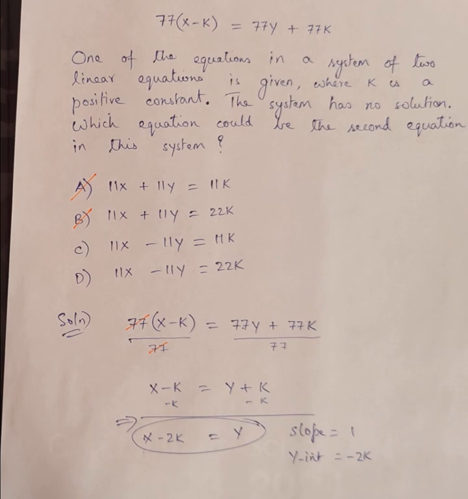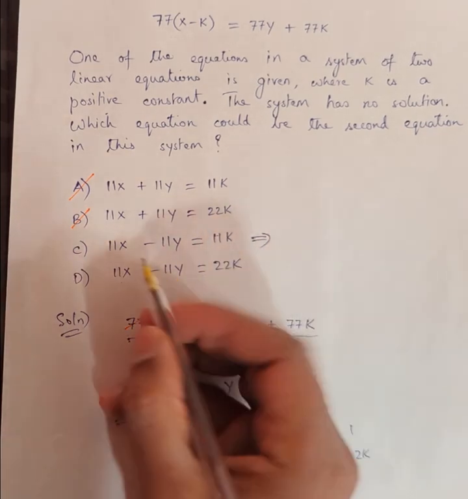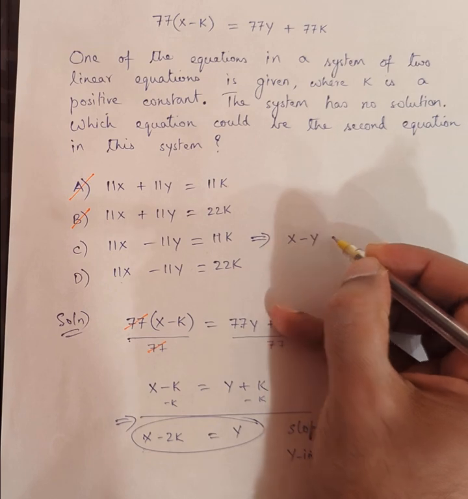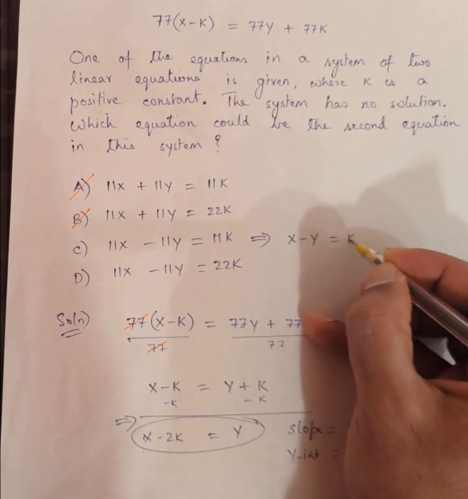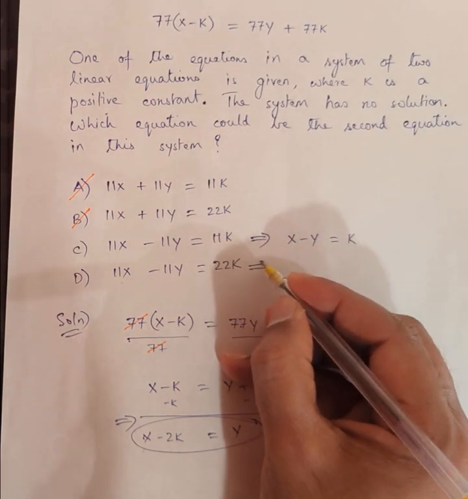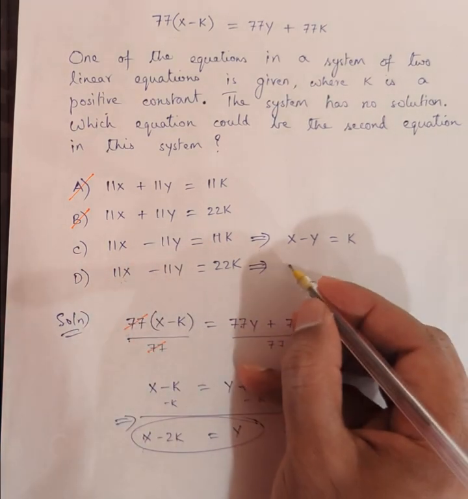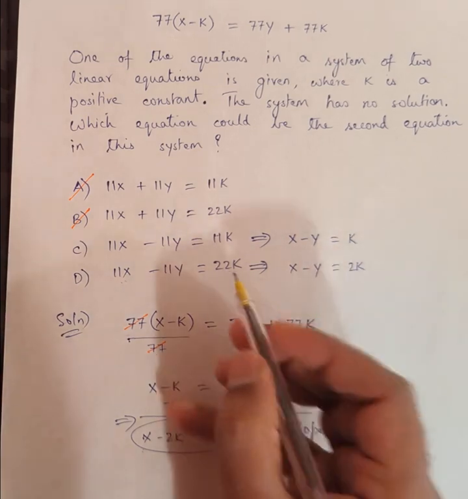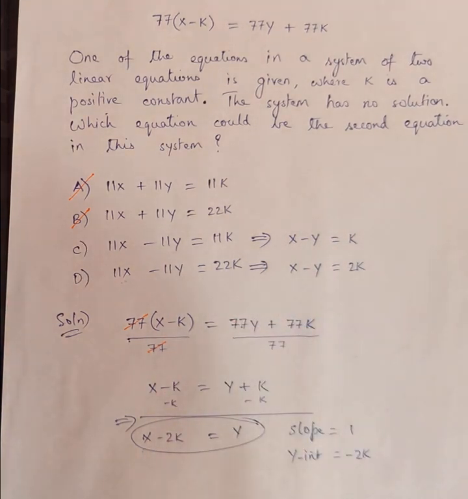But now I have to investigate. Let's rewrite choice C. I can divide each term by 11, and I get x minus y equal to just k. And here also I can divide each term by 11 and I get x minus y equal to 2k. So they both have a slope of 1.